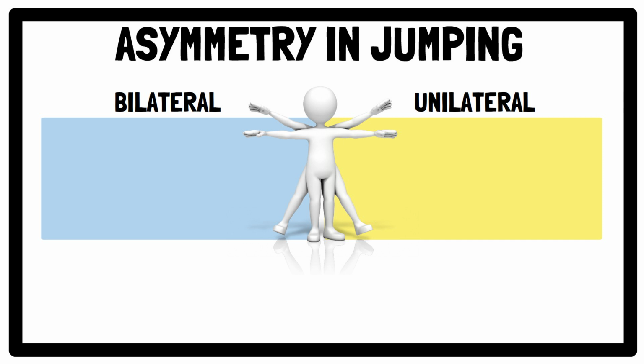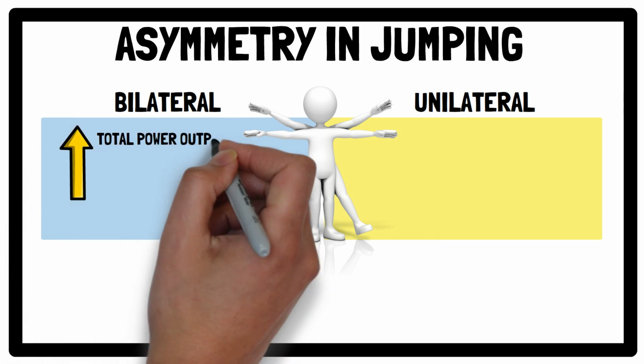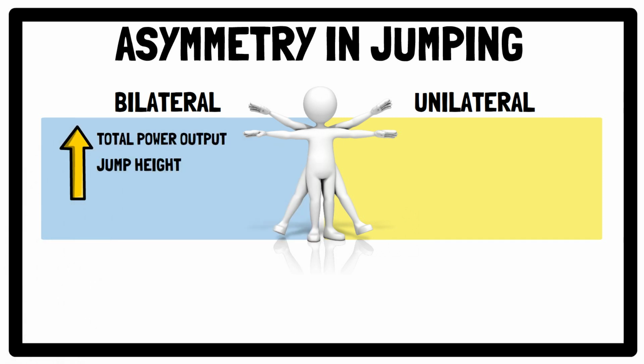In bilateral jumps, because 2 limbs are involved, it allows for a greater total power output, jump height, and concentric and eccentric velocity, compared to unilateral jumps. Logically, bilateral jumps could be preferred in sports where such bilateral movements are more common, for example volleyball.